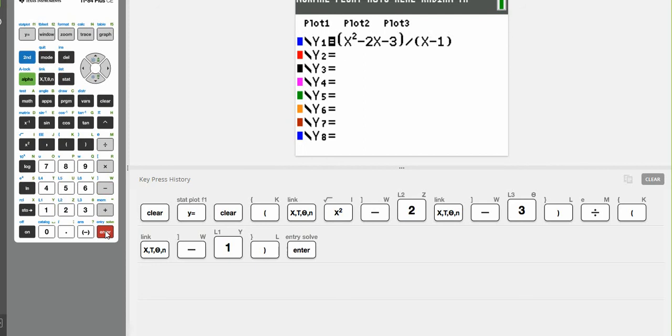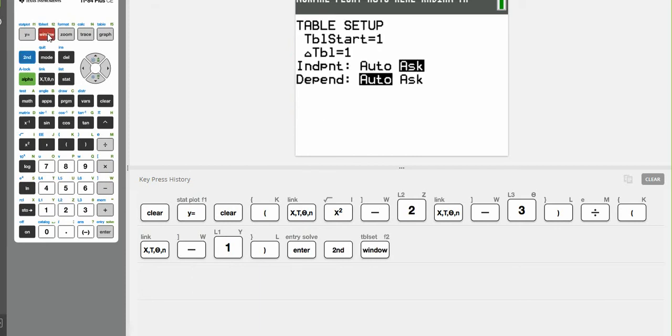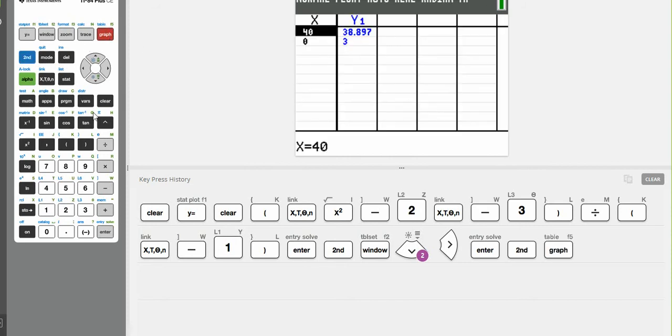Now before I test points in this, I want to make sure that my table setup is what I need. So I'll hit the second key, then the window key, and make sure that independent is set to ask and dependent is set to auto. If that's not the case, just cursor over here with the cursor on ask, press enter, and likewise with auto. When that's set, hit the second key, then the graph key, that takes you to the table function. I've already got some stuff there, so I'm going to delete it.